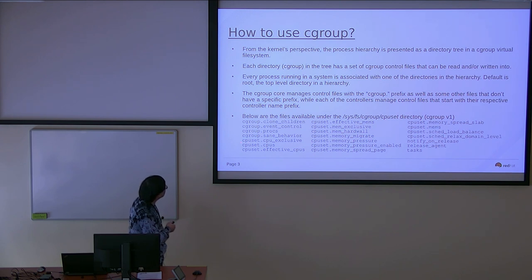Like in this case, I'm showing the CPU set. You have cpuset.cpu_exclusive. This is a binary file that tells you whether you want all the CPUs within that cgroup to be exclusive to that cgroup and not used by other cgroups. If so, then you set it to one. Otherwise, you just leave it at zero, etc. All the files listed in this case are associated with cgroup v1. Cgroup v2 is somewhat different, and I will talk about that in one of the slides.